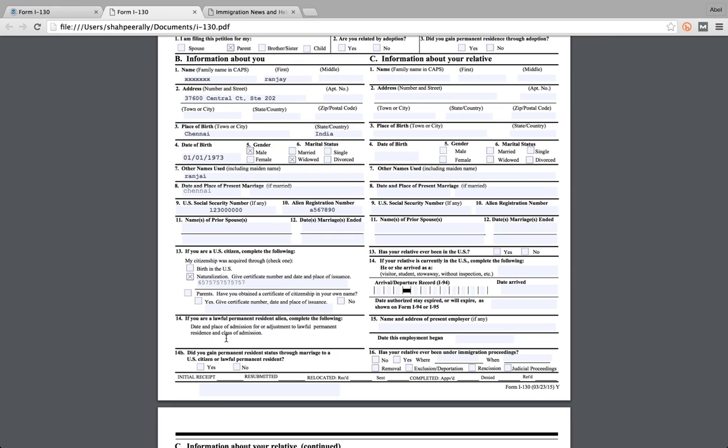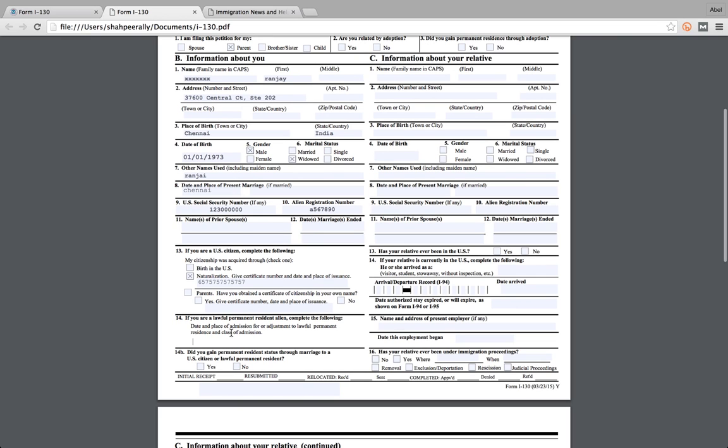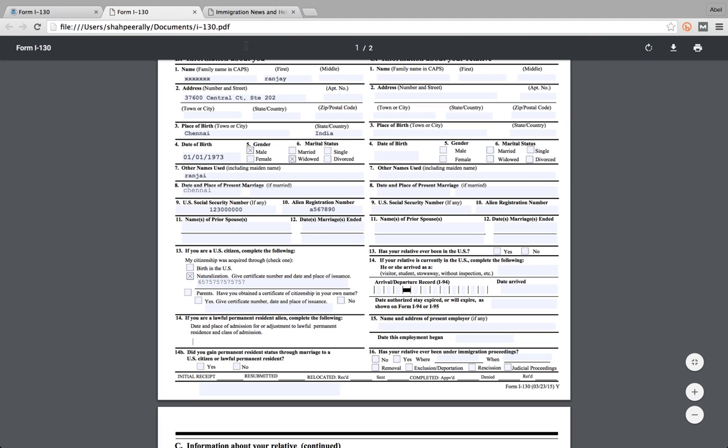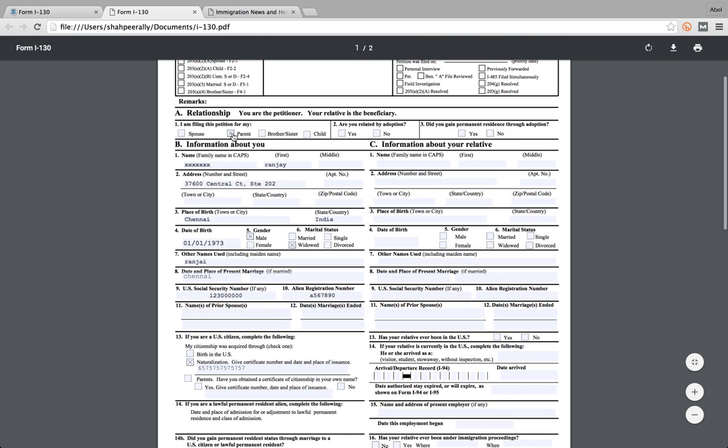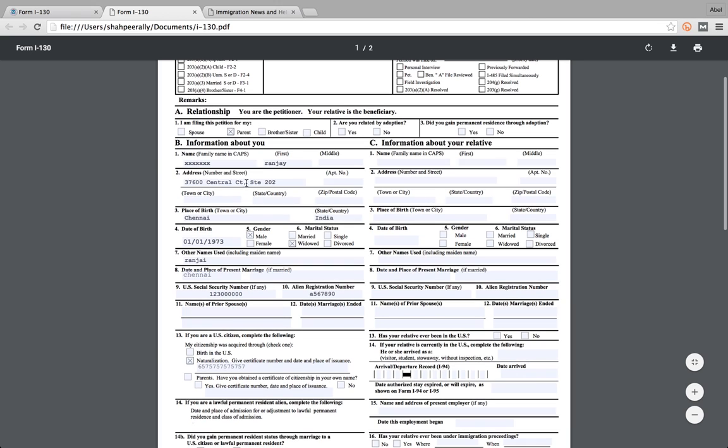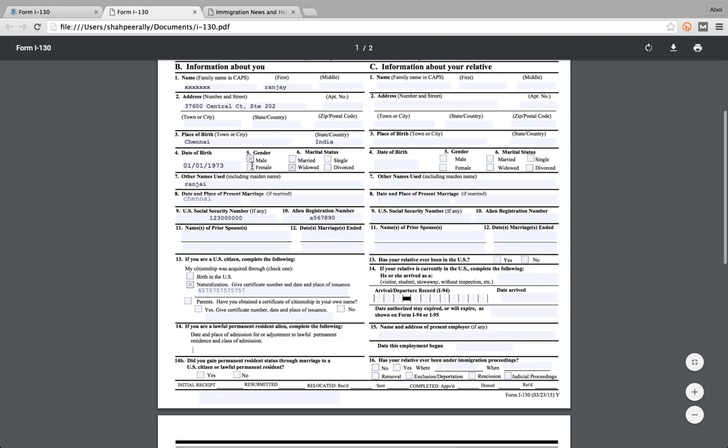And if you are still a permanent resident, that means a green card holder, you have to complete those sections. And let's say if you are a green card holder, you cannot petition for your parent. I repeat that. That will not work in this case, because those who are green card holders cannot file for their parents.